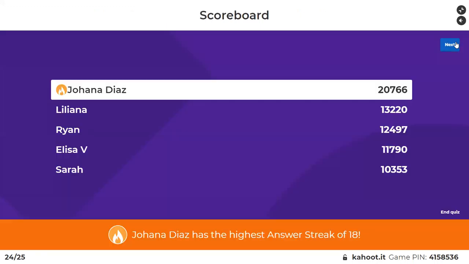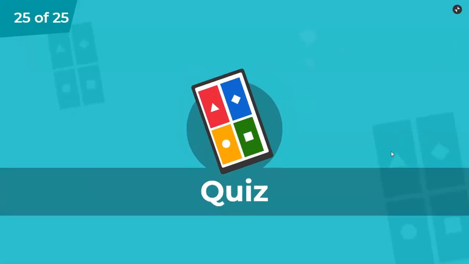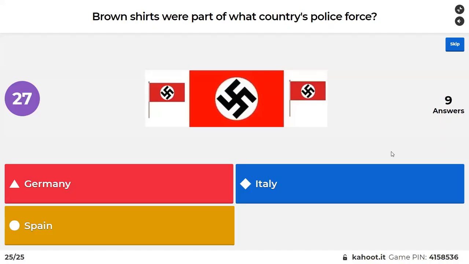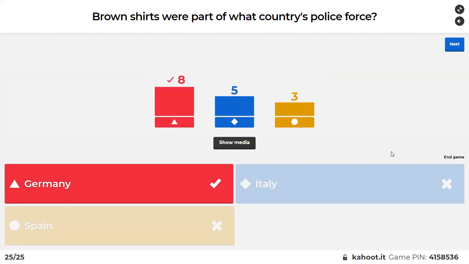Italy's the black shirts. And then lastly, the brown shirts. Germany.